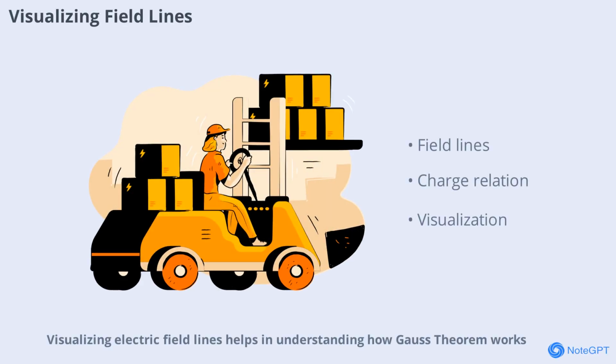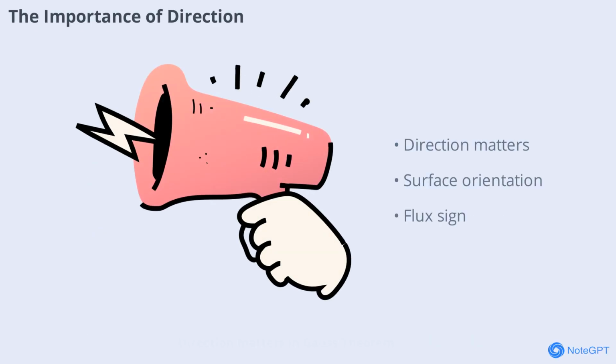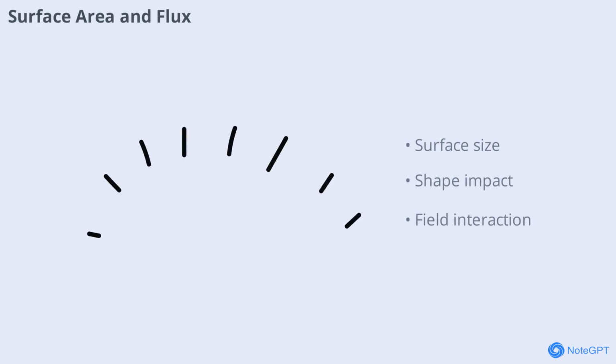Visualizing electric field lines helps in understanding how Gauss theorem works. Field lines radiate from positive charges and converge on negative charges, and the number of lines through a surface relates to the enclosed charge. Direction matters in Gauss theorem. The orientation of the surface and the direction of the electric field determine whether the flux is positive or negative, affecting the final calculation.